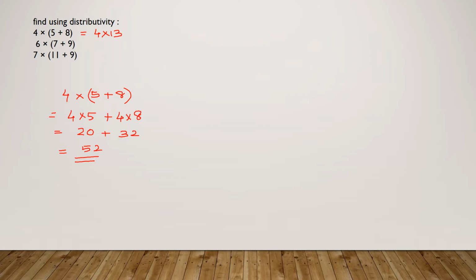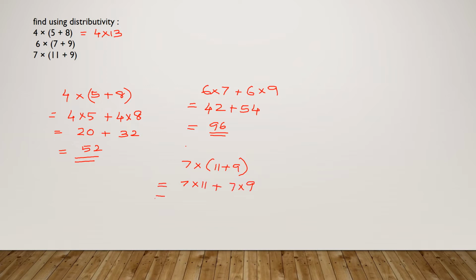The second one, you'll get 6 into 7 plus 6 into 9. That is equal to 42 plus 54. So you can find the answer; that will be 96. The third one, 7 into 11 plus 9, you'll get 7 into 11 plus 7 into 9, that is equal to 77 plus 63. You can find it on your own.